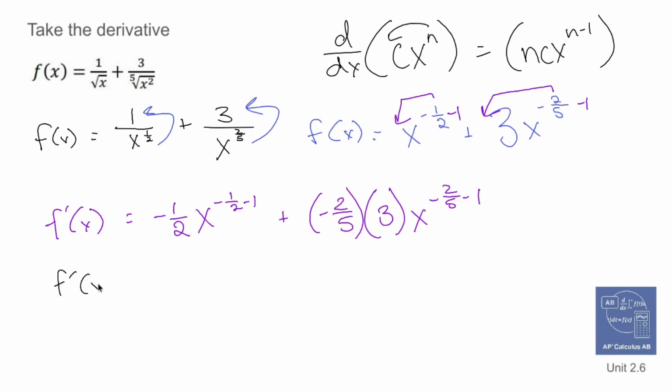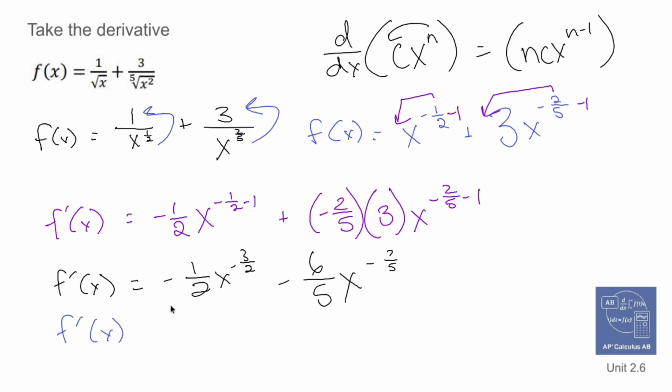F prime of x is going to equal negative 1/2 is still there, okay, x to the negative 3/2, because 1/2 minus 1 is negative 3/2. You don't do much. Negative times a positive is a negative, so that's going to be negative 6 over 5. And negative 2/5 minus 1 is negative 7 over 5. So actually, two steps after this. Okay, I lied. I'm a liar. Sorry. Step number 1, let's move the negative exponents downstairs.